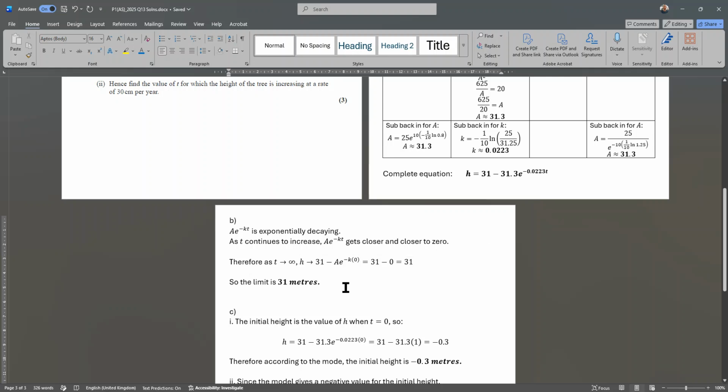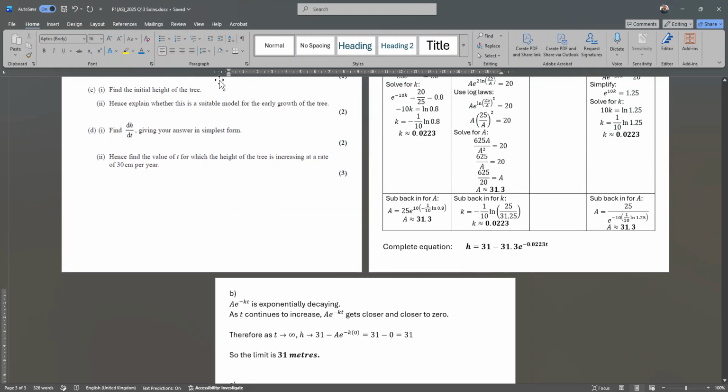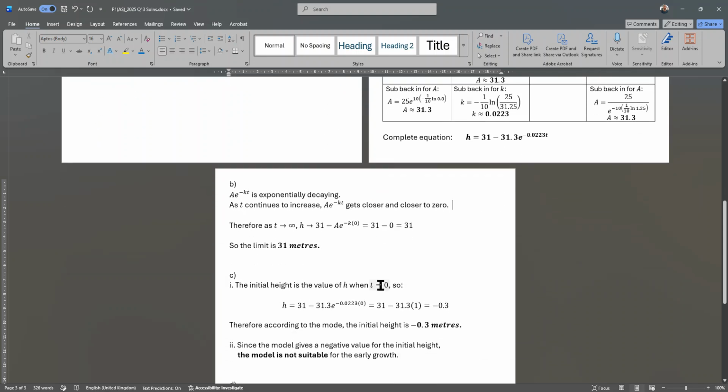Part C is asking about the initial value. Find the initial height of the tree. The word initial is one of those words that will come up a lot in modeling questions, just like the word rate. If they talk about rate like they do in part D, we know we're dealing with derivatives. The rate at which something changes is the gradient of that function. And when they talk about initial, they're referring to what happens at the beginning. So t equals 0. So we just substitute t equals 0.